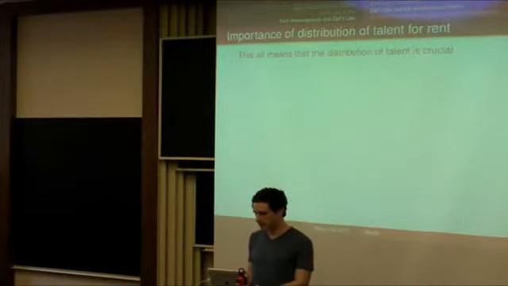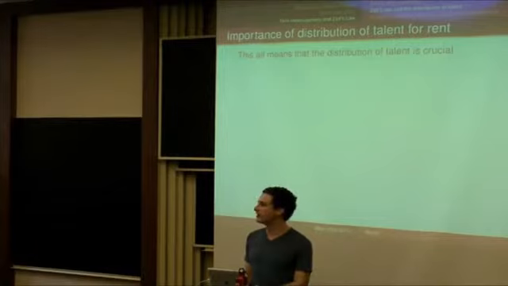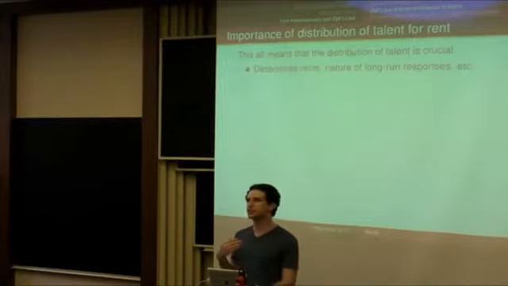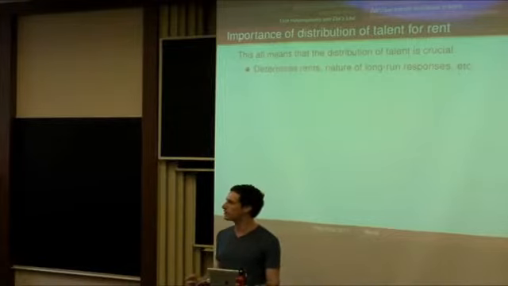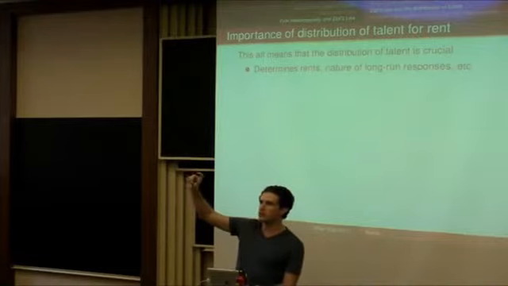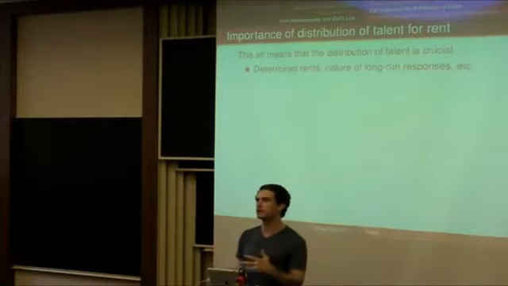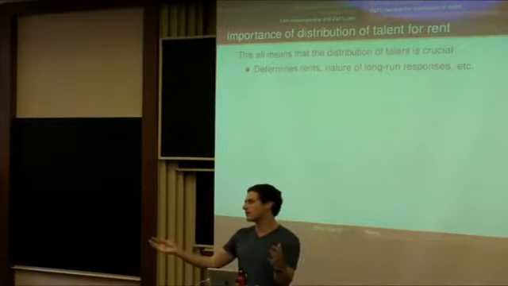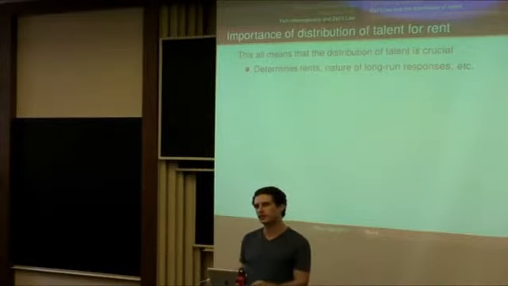And this means that the distribution of talent is really going to be crucial for a lot of things that we're going to think about in this course. Because this is going to determine the rents, it's going to determine the nature of the long-run adjustment. If the top people are much better than the people just below them, it's going to be much more attractive to allow everyone to access them rather than more people to enter the industry.